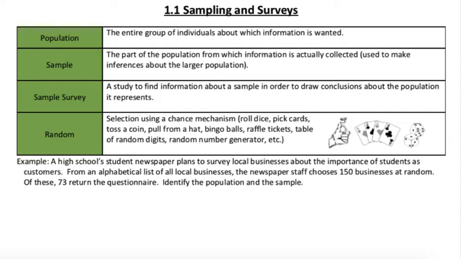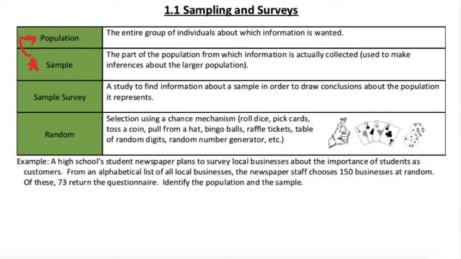To begin 1.1, we're going to have some vocabulary terms. A population is the entire group of individuals about which the information is wanted. A sample is part of the population from which information is actually collected, and this is used to make inferences about the larger population. So we use data collected here to infer about the population here. And we can do that in about three different ways: a survey, an observational study, or an experiment.